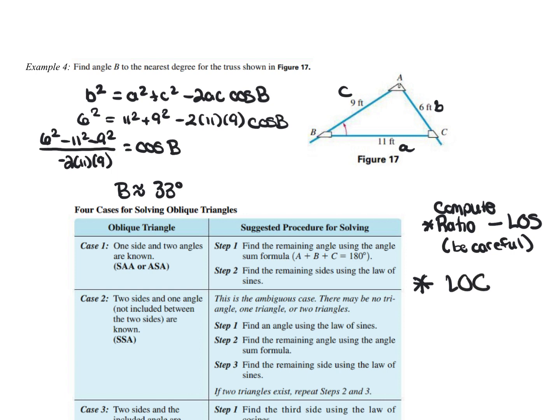And then, if you have two angles, don't forget you can do 180 minus, we'll call them A and B, to find angle C, that third angle. This is what's summarized throughout the table.